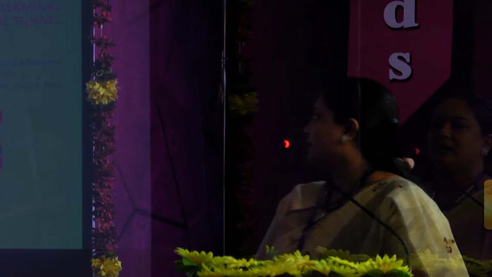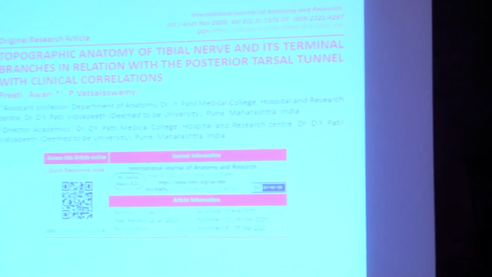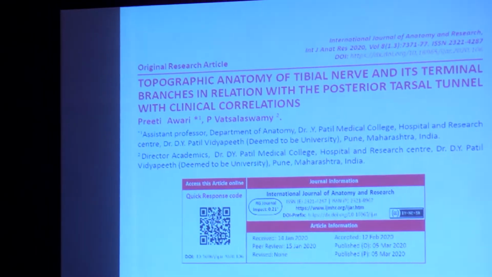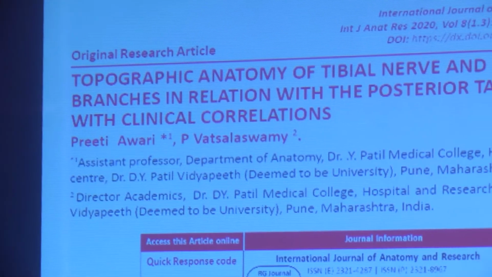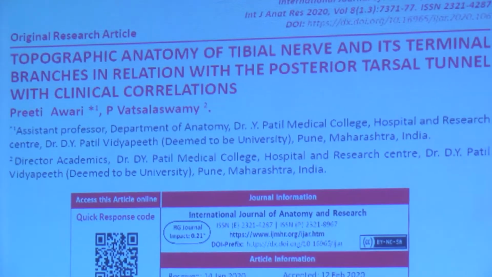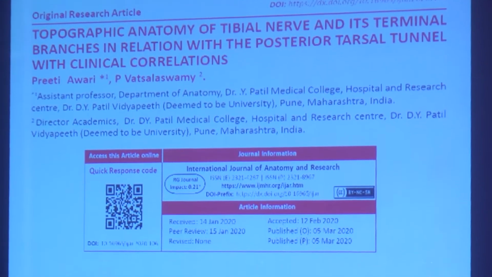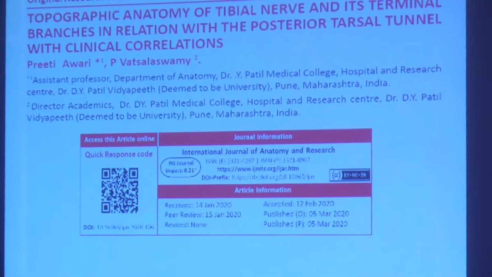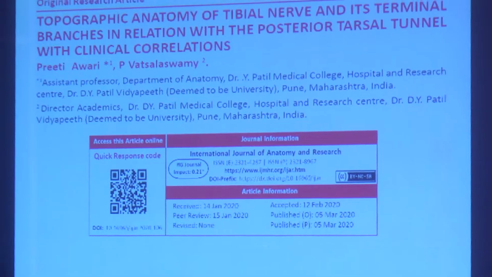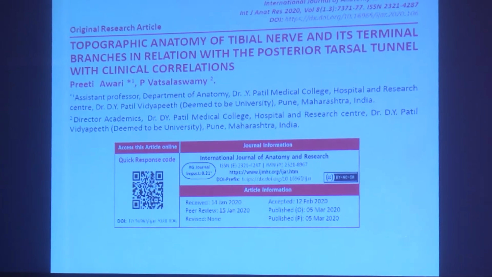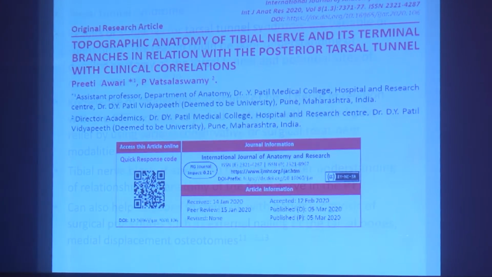Good afternoon, everybody. I am Dr. Preeti Avari, Associate Professor, D.Y. Patil Medical College. I'll be talking about a study done by me and my mentor on a nerve in the leg. This is a nerve present on the medial side of the lower leg, which divides into its two terminal branches. So, I'll be talking about its division. The article is published in an esteemed journal, the International Journal of Anatomy and Research.